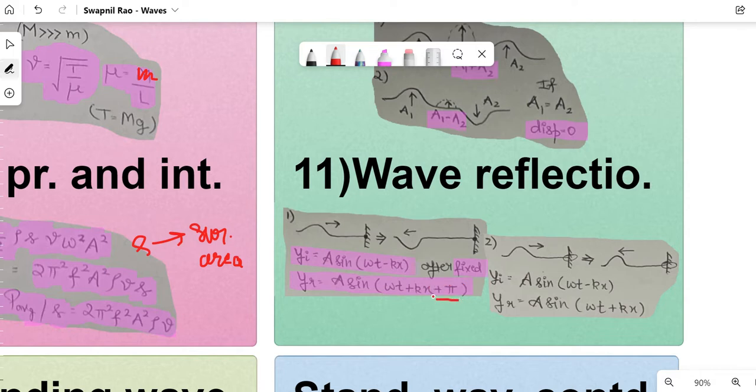So I just underline it because the phase difference would be phi, because this is going like this and this is like this. So that's why this phase difference phi has come into the picture.